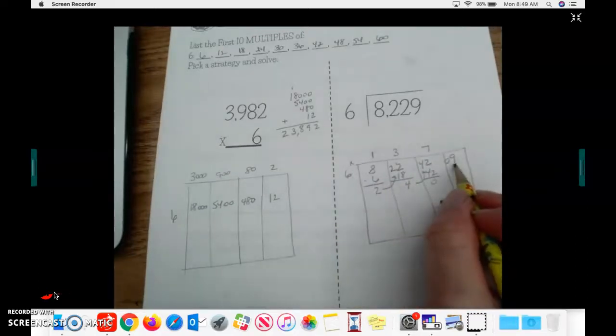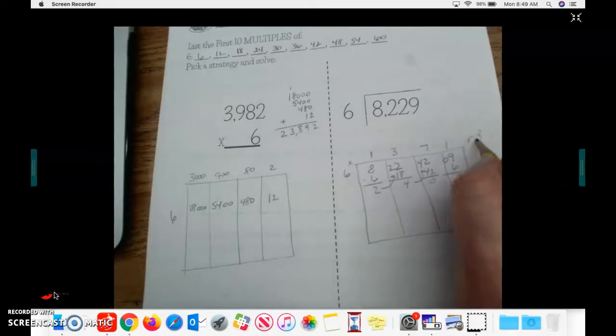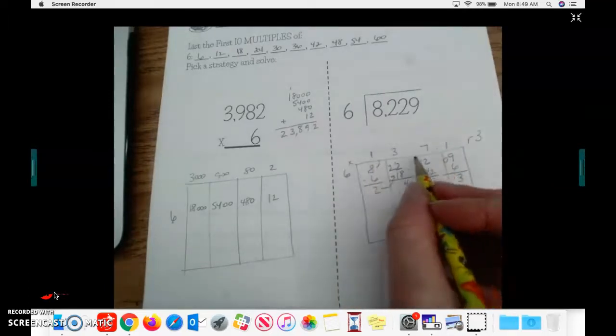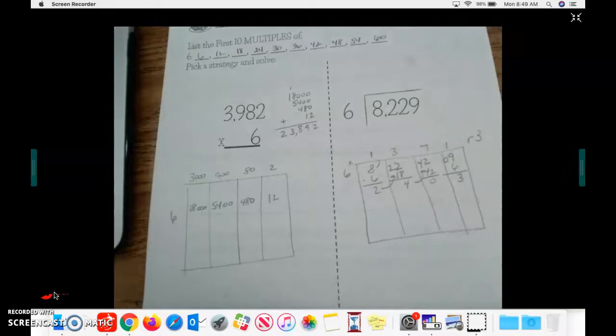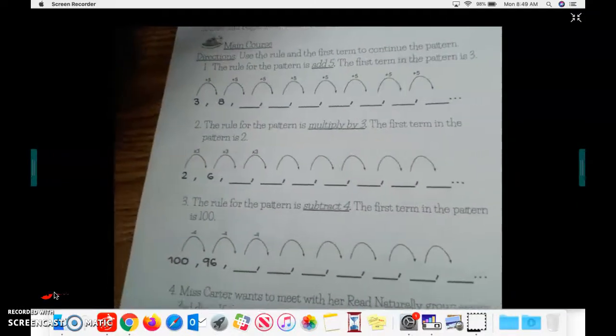6 goes into 9 1 time. 6 times 1. When I subtract, I get 3. So my answer is 1,371, remainder 3. So before you move on to the main course, which is the next page in your packet, be sure you check those and fix any mistakes that you've made on the appetizer.